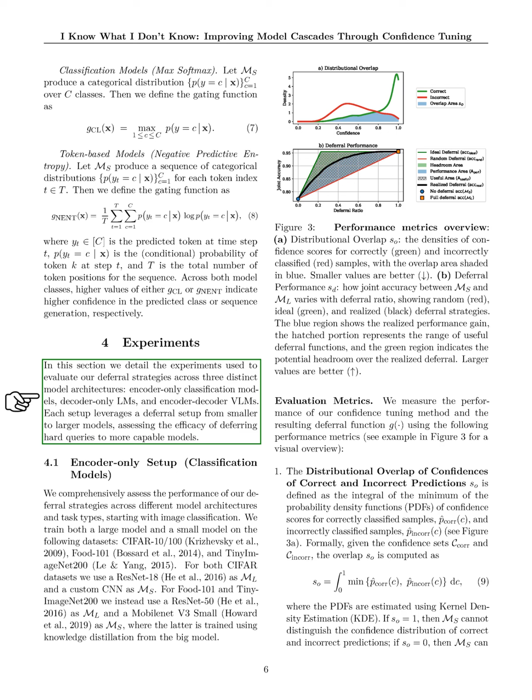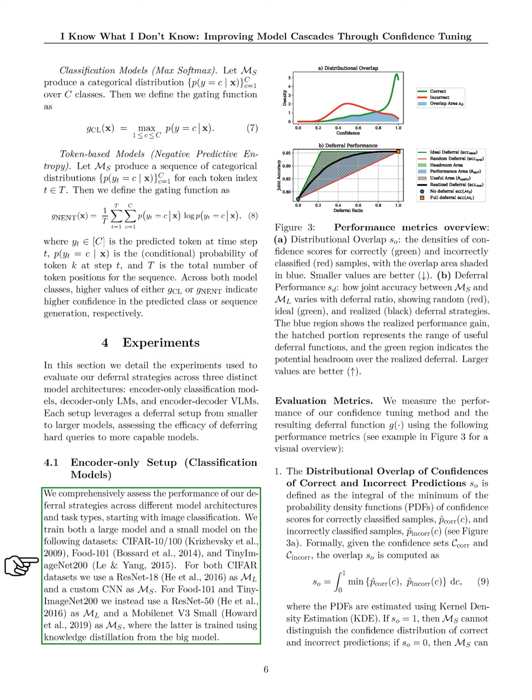For the encoder-only setup, we start with image classification. We train both a large and a small model on datasets like CIFAR-10, Food 101, and Tiny ImageNet 200. For the CIFAR datasets, we use a ResNet18 as the large model and a custom CNN as the small model. For Food 101 and Tiny ImageNet 200, we switch to a ResNet50 for the large model and a MobileNet v3 small for the small model, which is trained using knowledge distillation from the larger model.